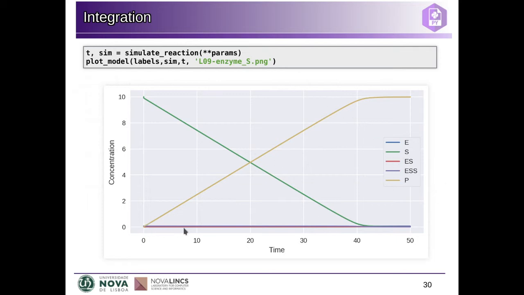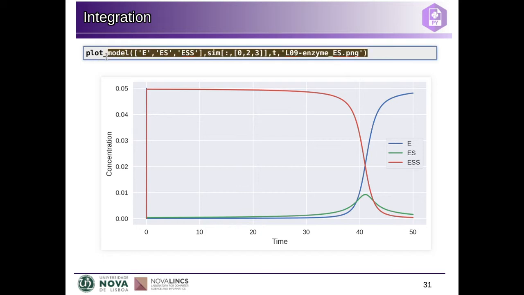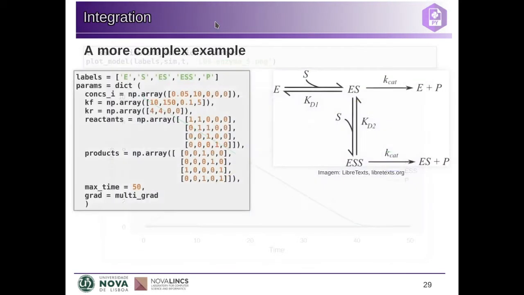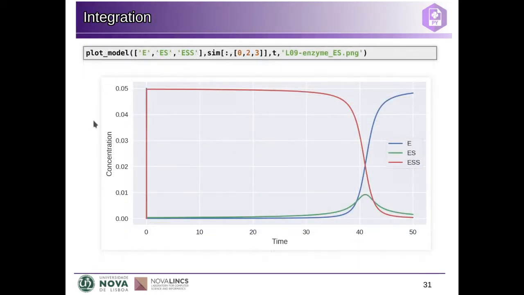And if we want to look into detail on only a few species, we can do this. We can call our plot model function, but we are going to use only the first, the third, and the fourth species in our set of reactions. These are all the ones that involve the enzyme. Now you can see that the scale here goes up to 10 for concentration, but if we look only at these, we see how the enzyme and the enzyme complexes change. Our enzyme starts free, but quickly goes down.